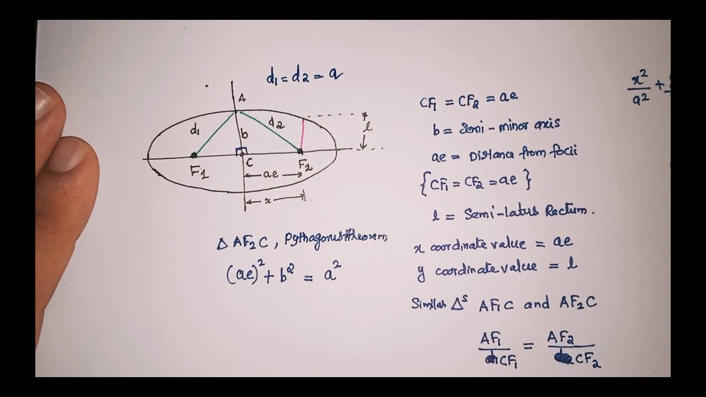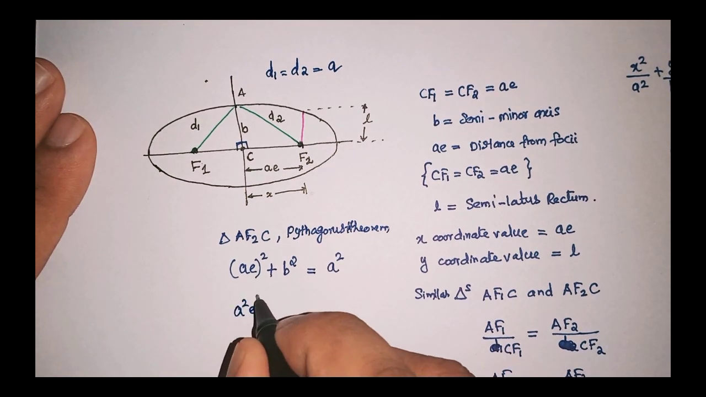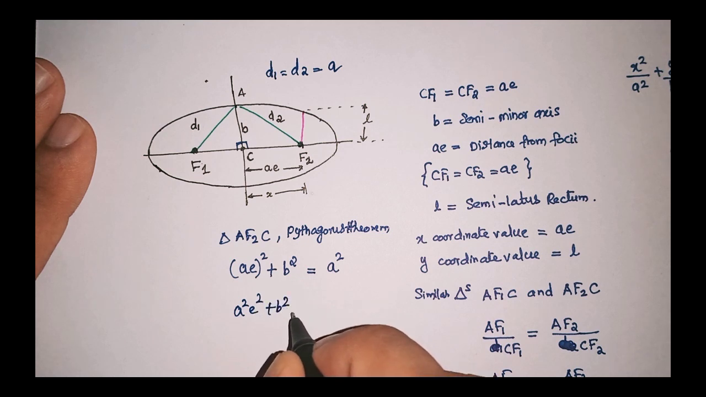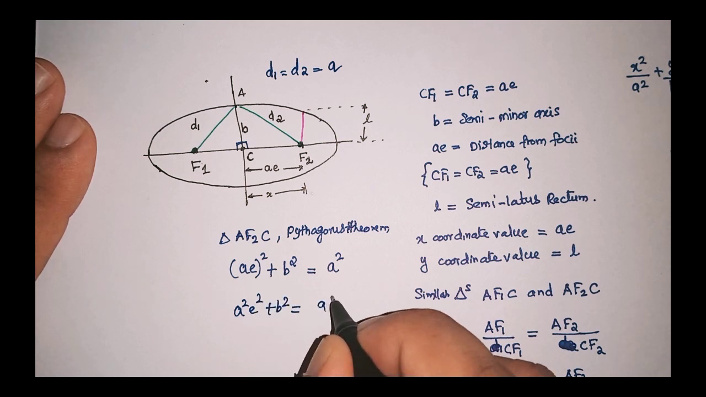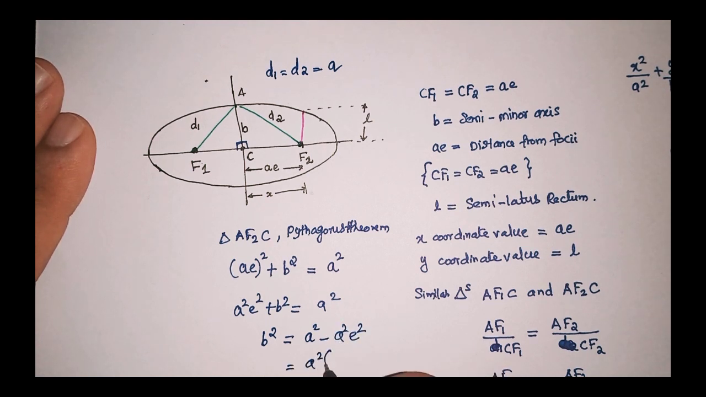Pythagoras theorem we have applied. So here in this case we can write a square e square plus b square is going to be equal to a square. So now you do some simplification here. As b square is going to be equal to, you take a square common, minus of a square e square, and which is again equal to a square into 1 minus of e square.